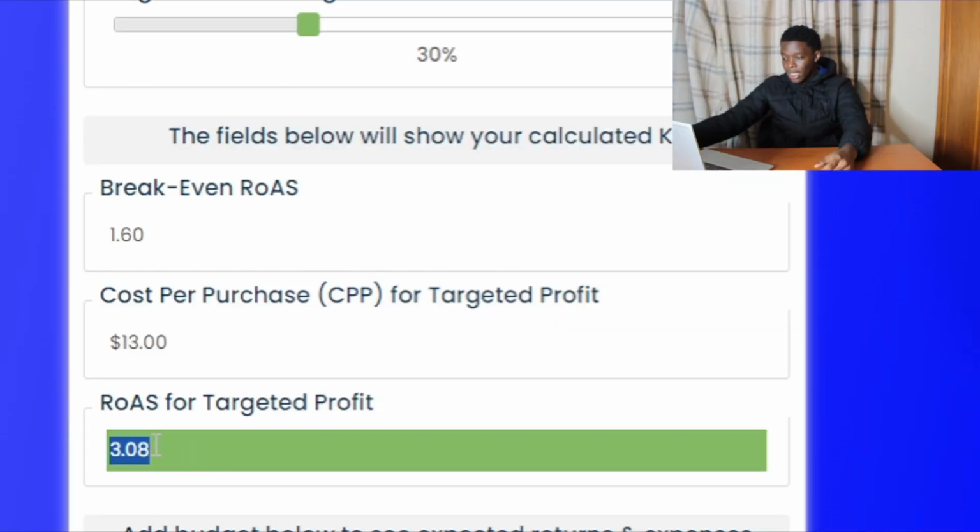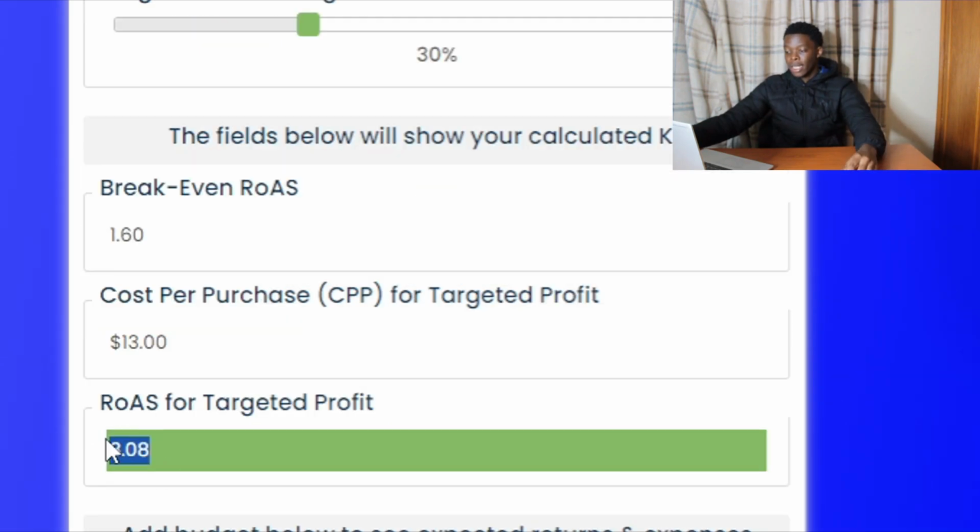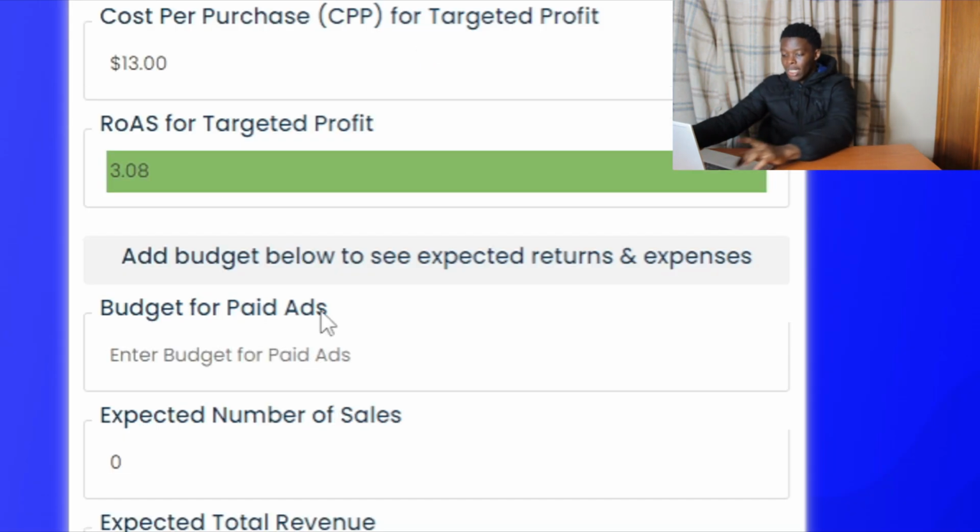Here's our ROAS for targeted profit, 3.08. Again, let's assume you spend $100 on ads. In order for you to make 0, you need to make $160 from that $100. In order to make our target profit of $12 per order, we would need to make $308 from that $100 of spend. And then you can come through and enter our budget now.